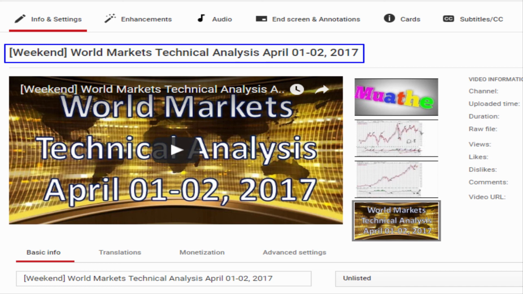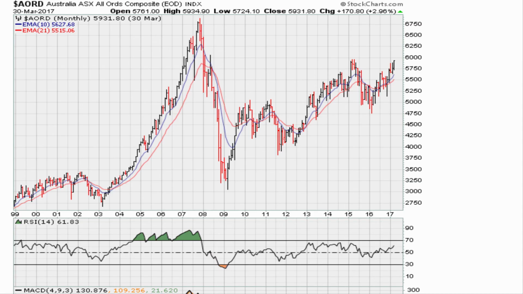Now let's take a look at the same charts we just looked at, but now with the benefit of hindsight. So this is a current monthly chart for the Australian market. I'm going to do this quickly, and we can see that as of February, it actually held the line and bounced.